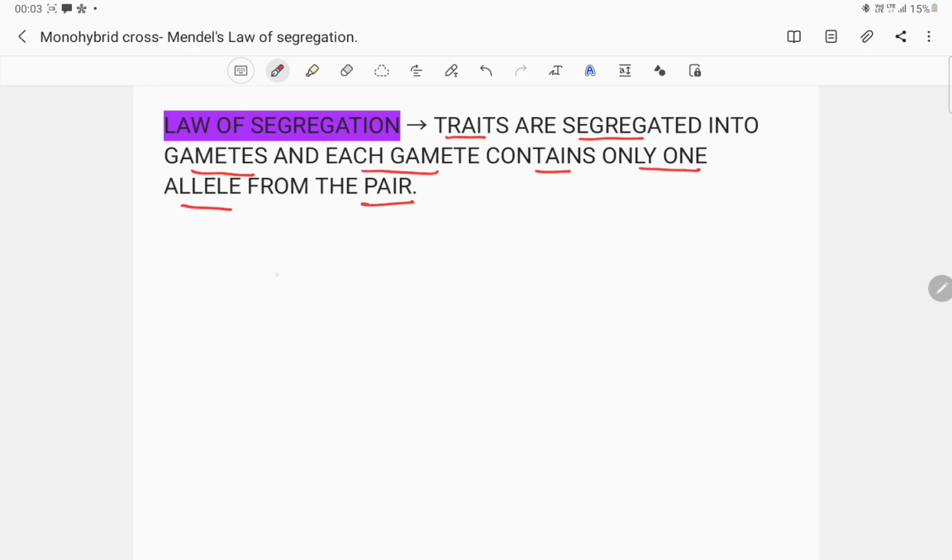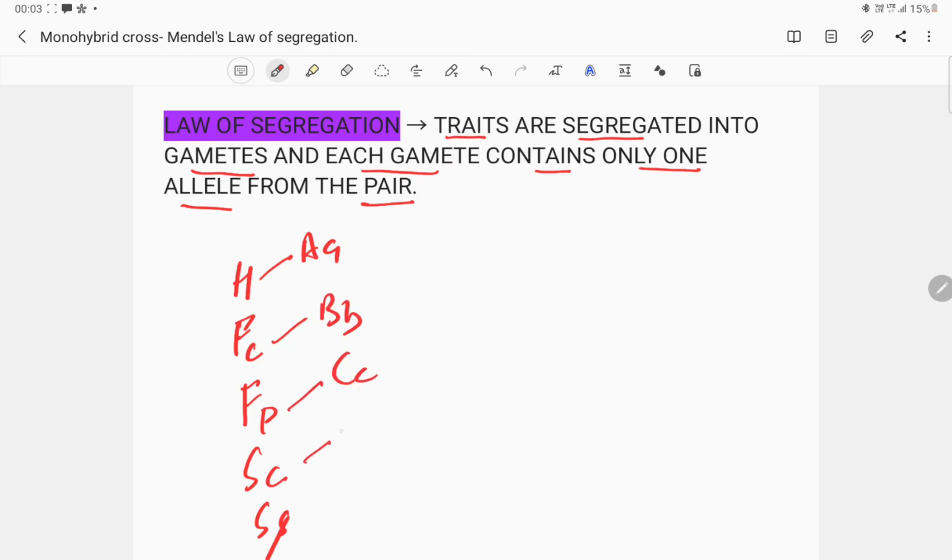There are so many characteristics in all of us, all the diploid organisms. So let us just stick to the pea plant. A pea plant has characteristics of height, flower color, flower position, seed color, seed size, etc. And each of these characteristics is controlled by a pair of genes. Let's say AA, BB, CC, DD, and EE.